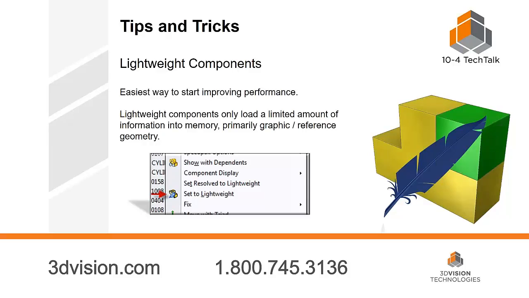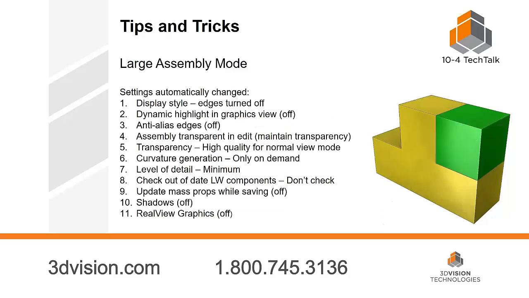Lightweight components is the easiest way to start improving performance on assemblies. They only load a limited amount of information into memory. So basically it's not grabbing the entire part file when you tell it to load this specific component. It's only loading the graphics and whatever is necessary for the assembly that you're currently in. So this is really easy. You can just right click on a file and set it to lightweight, or a lot of other things actually automatically do this. So most people don't even notice when things are lightweight because it just happens in the background and there's just this little feather icon that pops up on your part icons in the feature tree.